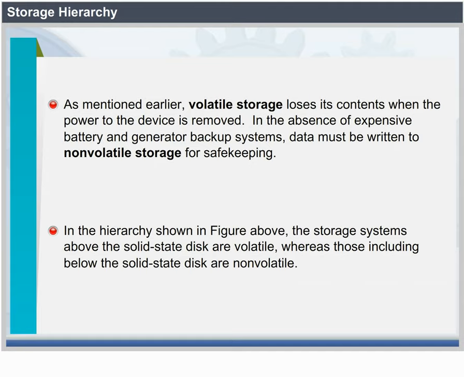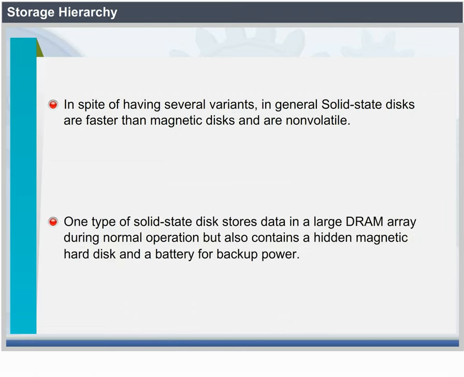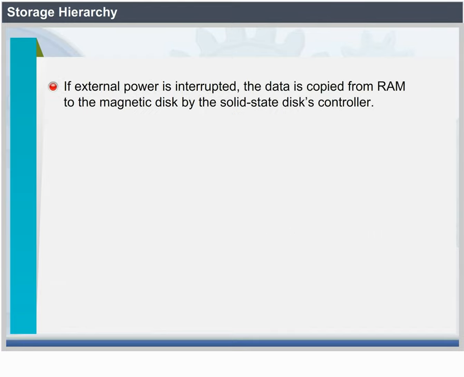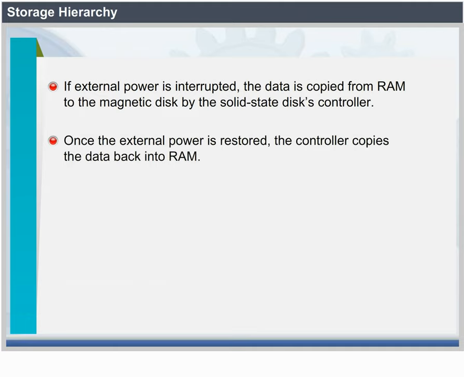Solid-state disks have several variants, but in general are faster than magnetic disks and are non-volatile. One type of solid-state disk stores data in a large DRAM array during normal operation, but also contains a hidden magnetic hard disk and a battery for backup power. If external power is interrupted, the solid-state disk's controller copies the data from RAM to the magnetic disk. When external power is restored, the controller copies the data back into RAM.